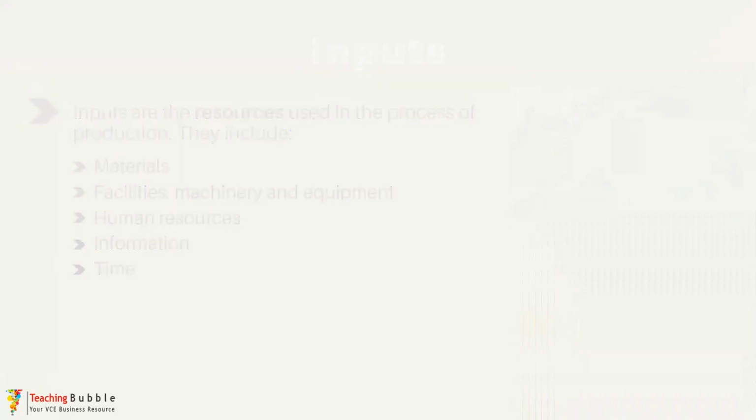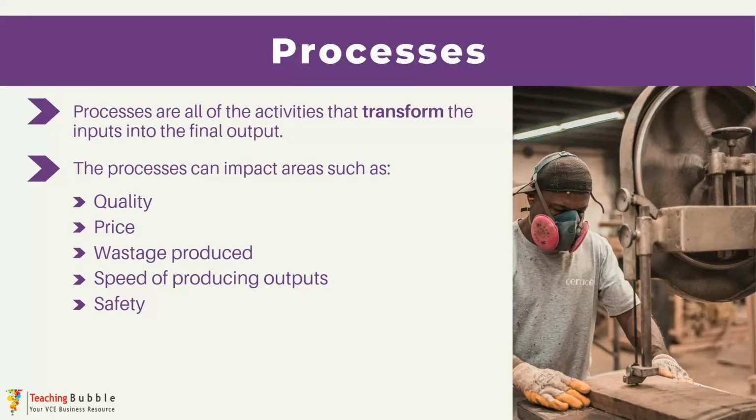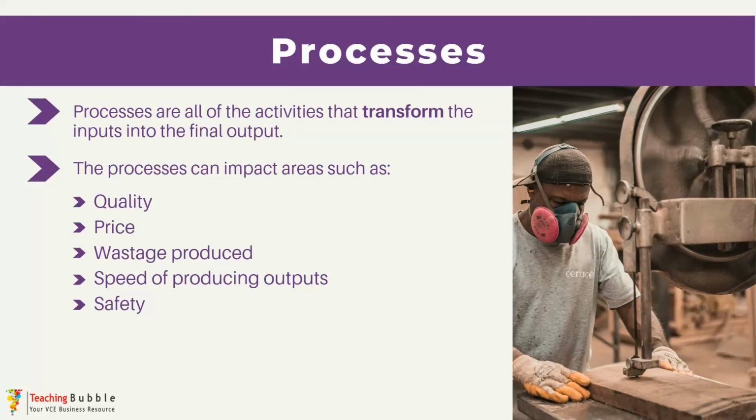The next element, we have the processes, and these are all the activities that transform the inputs into the final output, that final product. So, a business takes all of the resources that we mentioned in the previous slide and then performs a whole range of different actions that are going to transform those inputs into the final product. And depending on the type of product that's being produced, will depend on the type of processes that are being used. But these processes can impact the quality of the product, its price, how quickly it's actually produced, how much wastage is produced, as well as it can impact safety within the business.